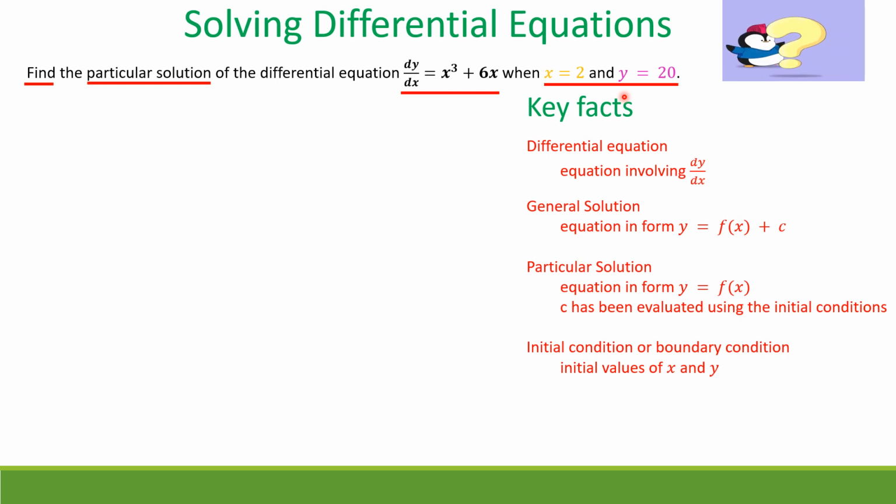Now we have got to solve this equation. We have got an equation dy by dx is equal to x cubed plus 6x, and we have got to find the particular solution, so we've got to find y equals f of x. So think about how you can get from dy by dx to y, what you have to do to this function in order to be able to find the value of y.